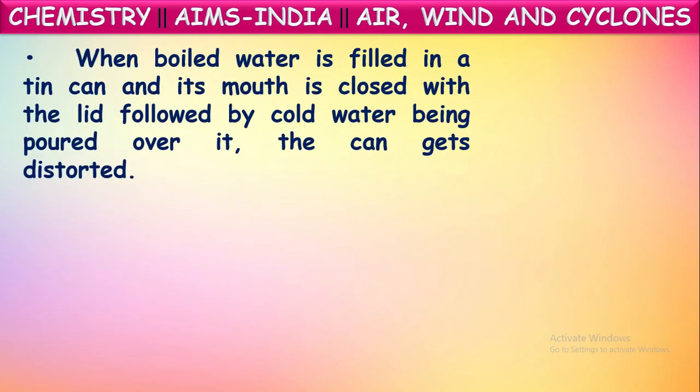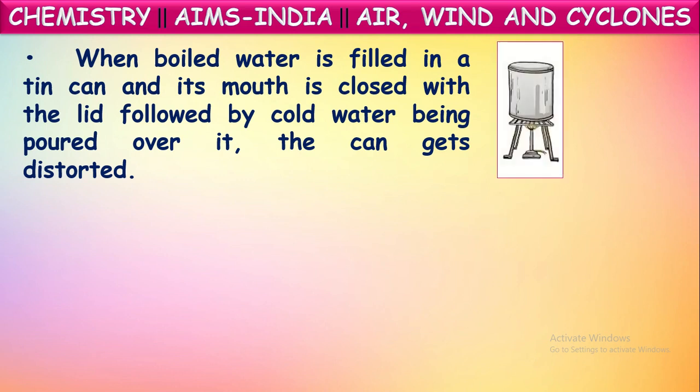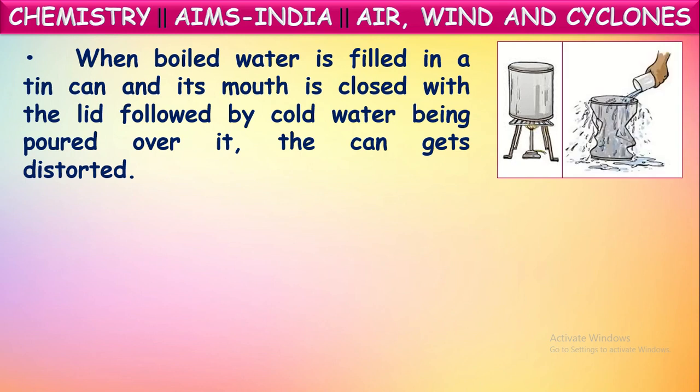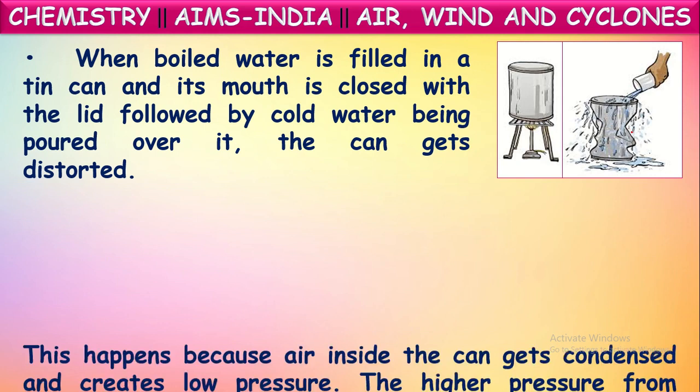And one more example, when boiled water is filled in a tin can and its mouth is closed with the lid, followed by the cold water being poured over it, the can gets distorted. So what we have done here, first we have taken a tin can, and it is filled with boiled water, and now we have closed the lid like this. Then on the lid, if cold water is poured, immediately we observe that the tin can gets distorted like this. Why is it happening so?